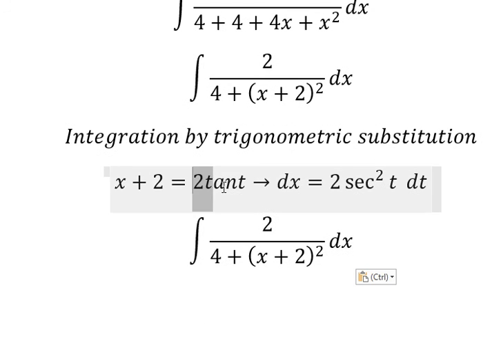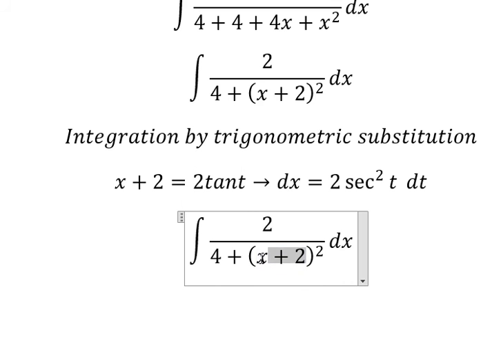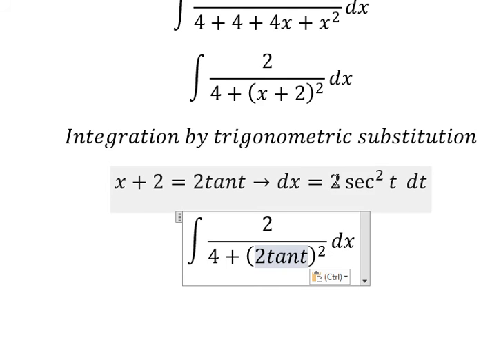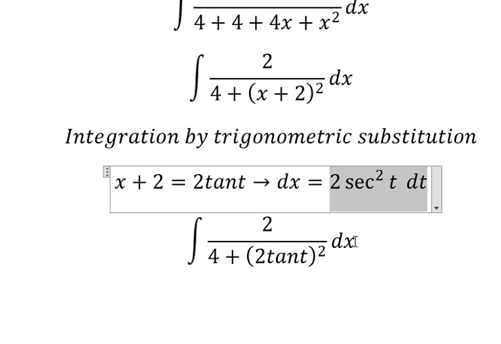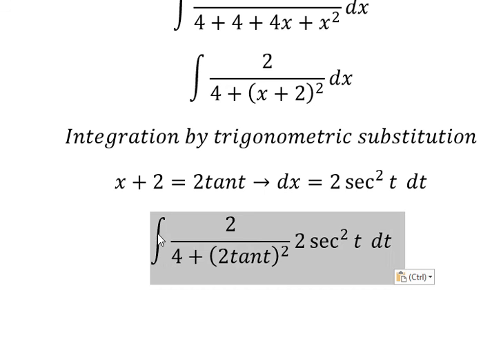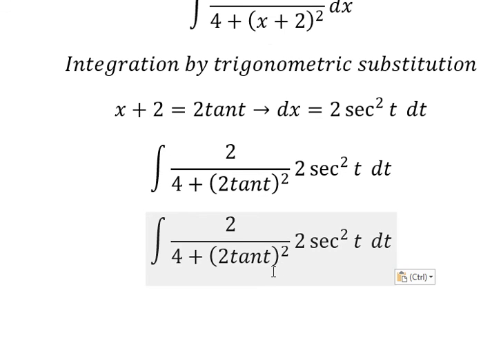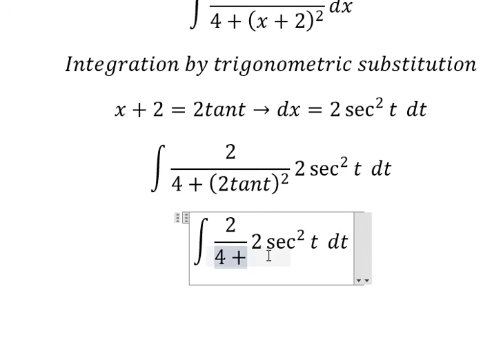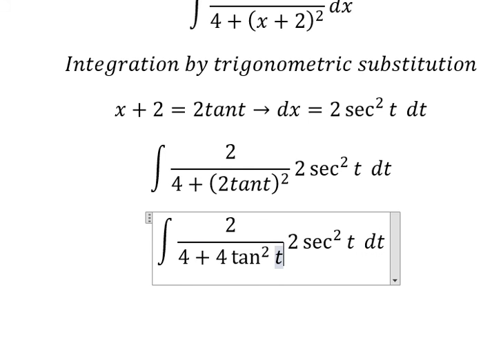Next, I will put this one here. ds we change by this one. So this one we have 4 tan t square.